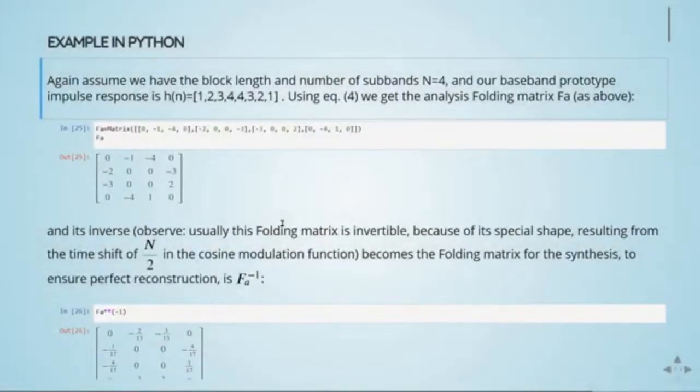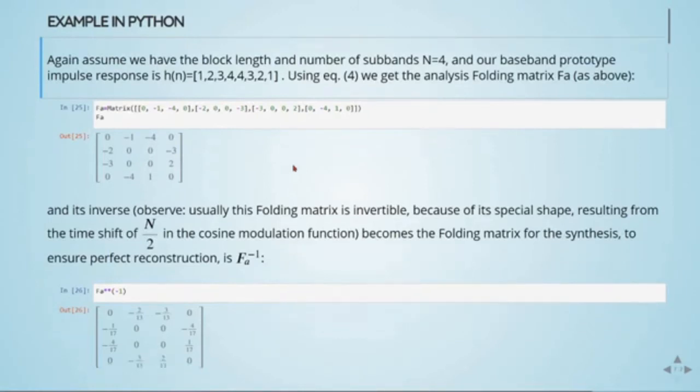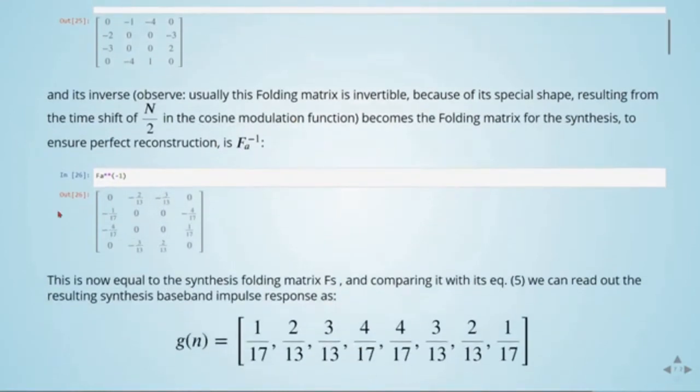Once more, we use Python to investigate this result. So we will assume we have a block length, and a number of subbands n equal to 4. And our baseband prototype impulse response h of n is given by this array here. We use equation 4, and we get the analysis folding matrix FA. And here is the analysis folding matrix FA, and then we get its inverse. Observe that usually this folding matrix is invertible because of its special shape resulting from the time shift of capital N divided by 2 in the cosine modulation function. And then this inverse becomes the folding matrix for the synthesis to ensure perfect reconstruction. So we have here this inverse.